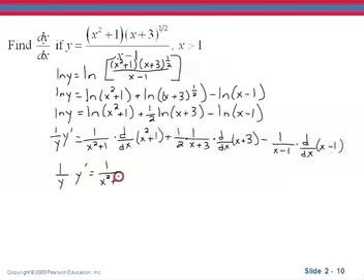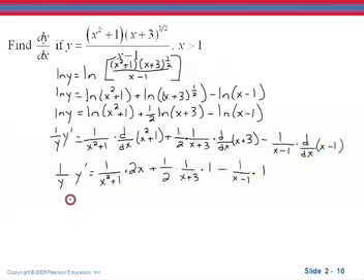So I'm going to leave the left-hand side the way it is, 1 over y times y prime. On the right, I have 1 divided by x squared plus 1 times the derivative of x squared plus 1. The derivative of x squared is 2x, and the derivative of 1 is 0, so that's just 2x, plus 1/2 times 1 over x plus 3 times the derivative of x is 1 and the derivative of 3 is 0, so that's just times 1, minus 1 over x minus 1 times the derivative of x is 1 and the derivative of negative 1 is 0, so times 1.